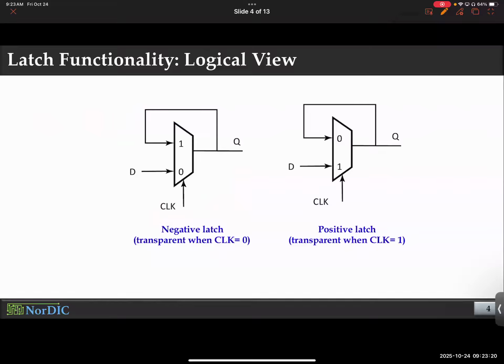Oh, by the way, if this is a negative latch, because it sends the input to the output when the clock is 0, how can I make it a positive latch? Just flip the select signals, right? You design it in a way that 0 is here, 1 is there. So basically, whenever your clock is 0, the output doesn't change. When the clock is 1, the input is sent to the output. Any questions or comments about this?